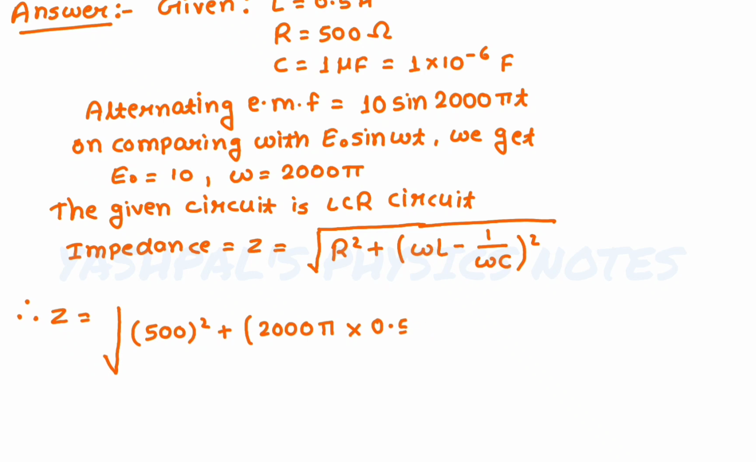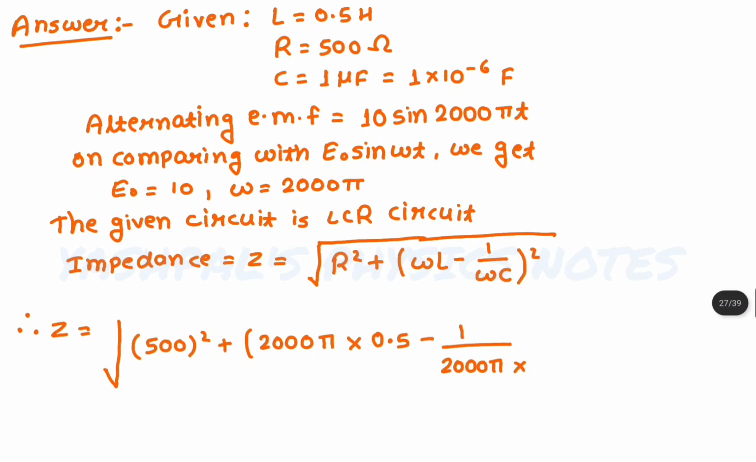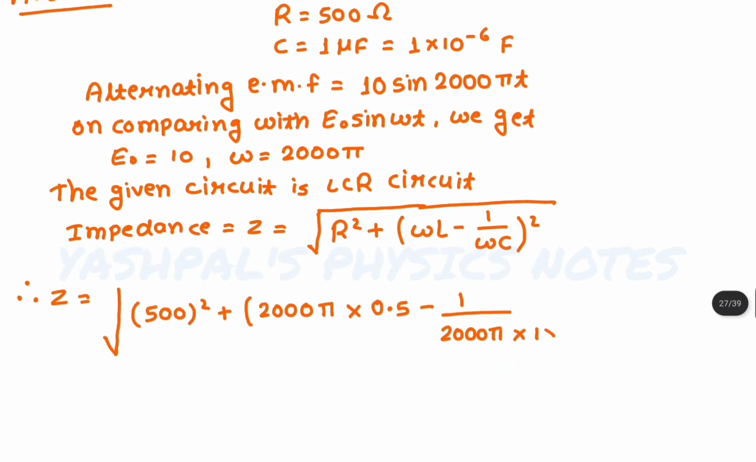Now here it is a minus sign. Minus 1 upon, again we write 2000 pi into, now the value of capacitance is given as 1 microfarad, so 1 into 10 to the power minus 6. And the bracket closes, to the whole square, and this is under root.